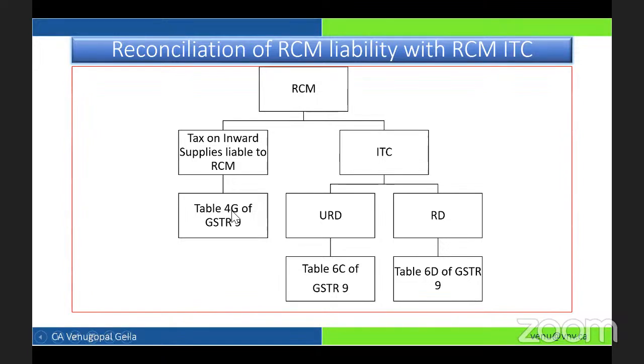of GSTR-9. Now over here, whatever tax you are showing to be payable under RCM, you have to make sure that tax paid cannot exceed ITC avail under RCM. So the ITC which I am availing under RCM, I report in table 6C and 6D of GSTR-9. So make sure your table 4G should be either less than or equal to your table 6C plus table 6D of GSTR-9. If it is an excess, then there is some error.